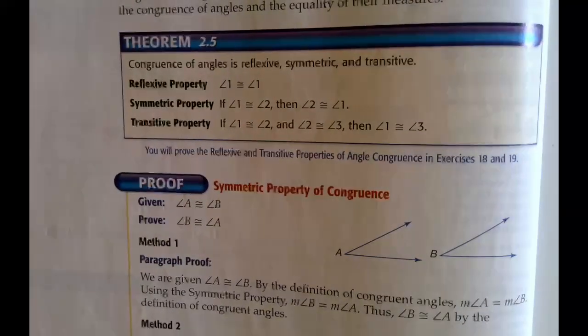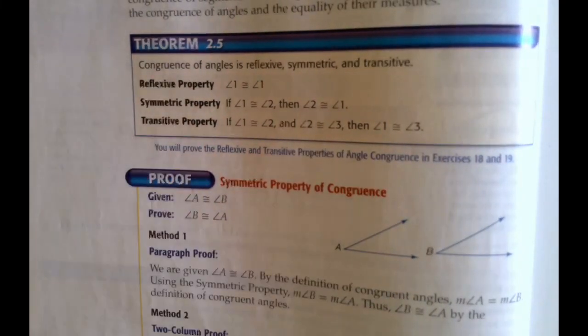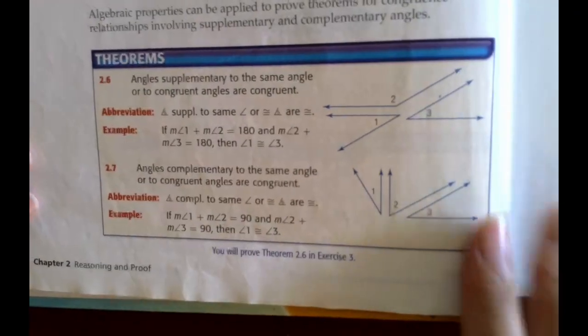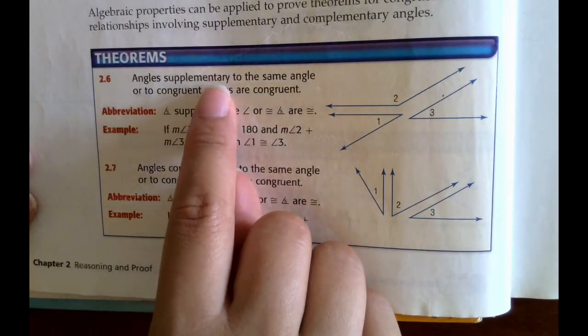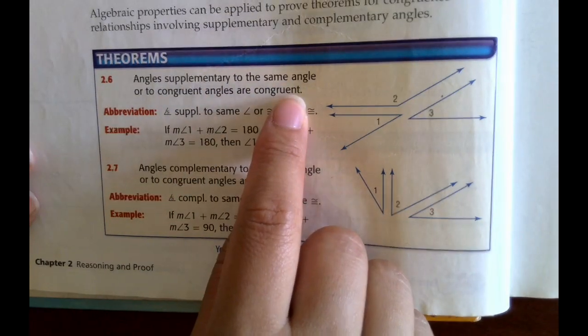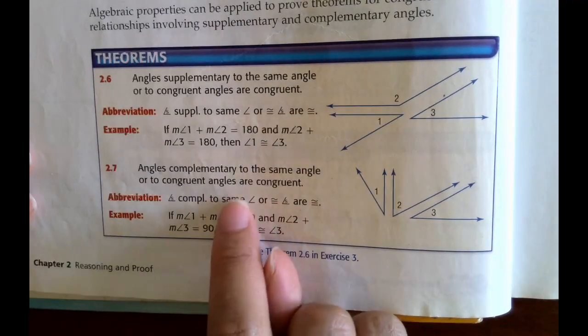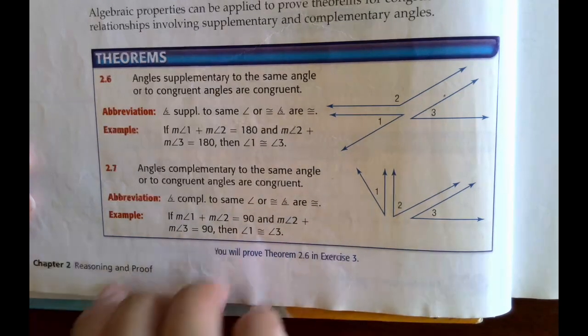Here, it just tells us that we can apply the reflexive property, symmetric property, and transitive property to angles. Right? And then continuing on page 126, angles that are supplementary to the same angle or to congruent angles are going to be congruent. Okay? Angles that are complementary to the same angle or complementary to congruent angles are going to be congruent.